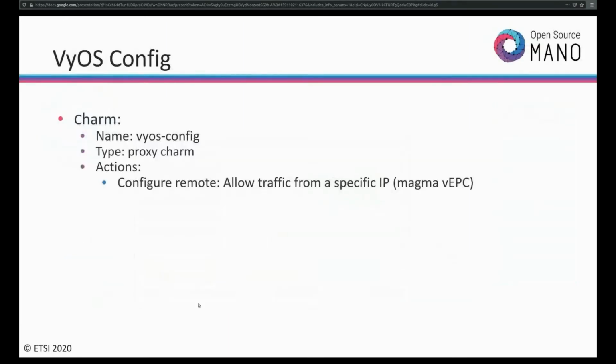Okay, so in this case, we are building a BIOS config charm. That's how we call it. It's a proxy charm, and it only has one action. The action is to configure remote. That basically will tell the BIOS router to allow the traffic for a specific IP. And this IP is the Magma virtual EPC IP, that I will let you know how to get.